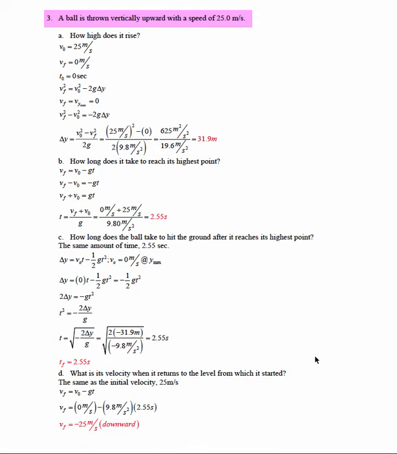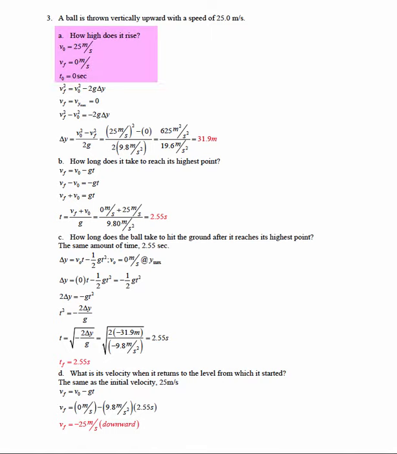The first part asks us how high does it rise. Second part, how long does it take to reach the highest point. The third part, how long does the ball take to hit the ground after it reaches the highest point. And then the fourth, what is the velocity when it returns to the level from which it started. So let's take a look at A. How high does it rise?